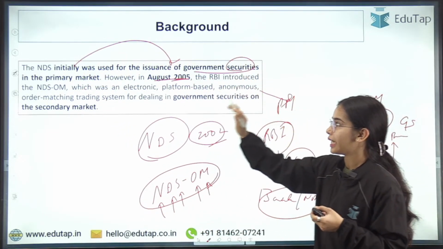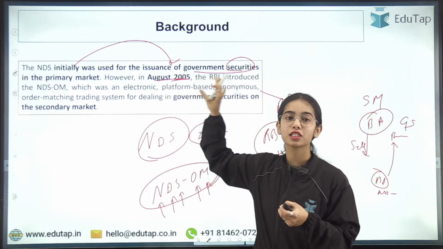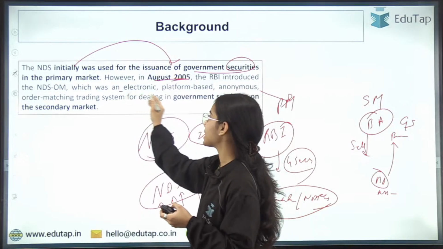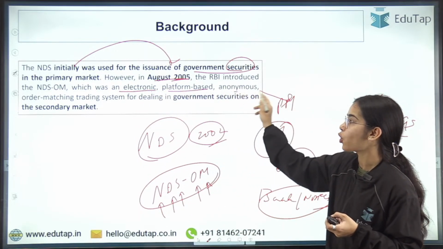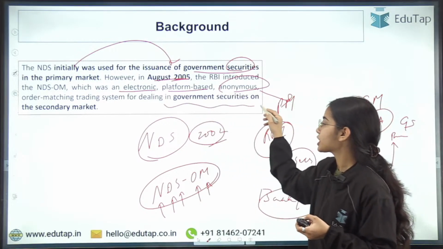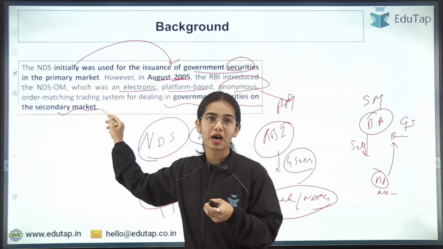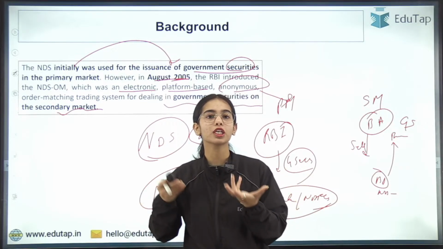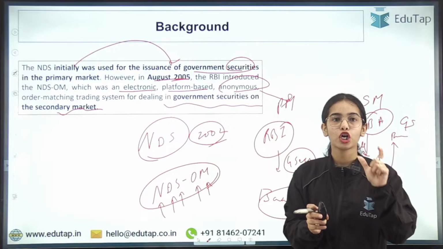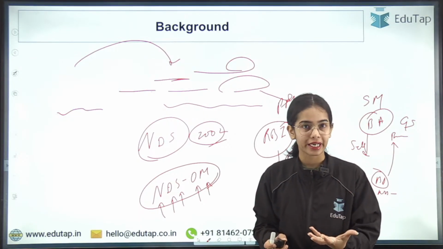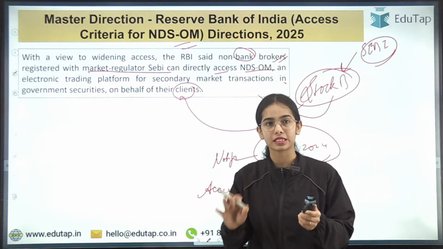In August 2005, the NDS-OM platform was introduced by the Reserve Bank of India, which was an electronic platform based anonymous order matching trading system for dealing in government securities in the secondary market, so that the investors can trade among themselves. They can sell and buy different government securities amongst themselves. So this is the NDS-OM platform for the secondary market trading in government securities. I hope this is clear.